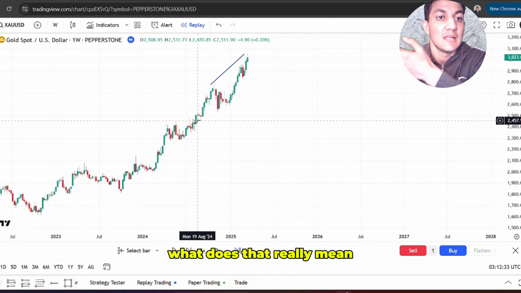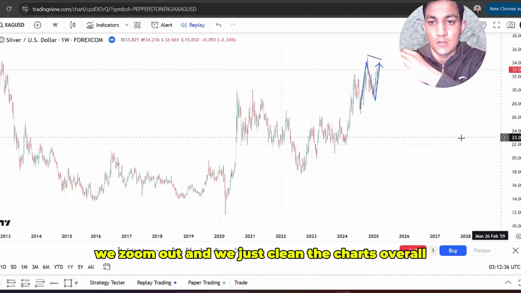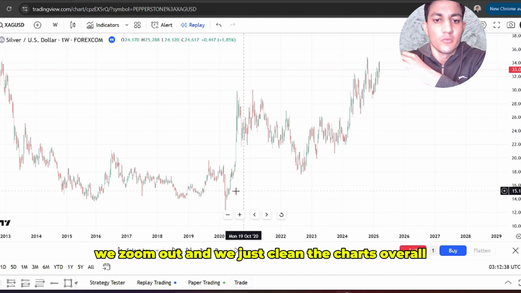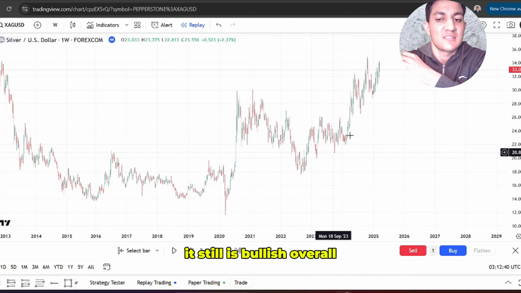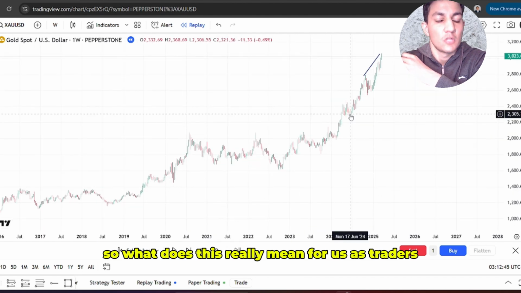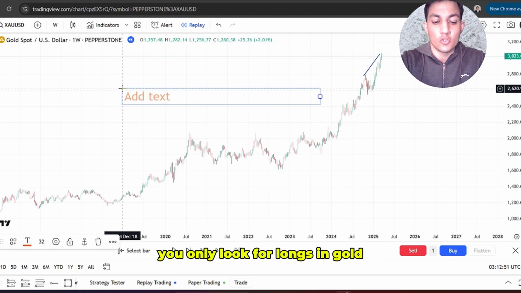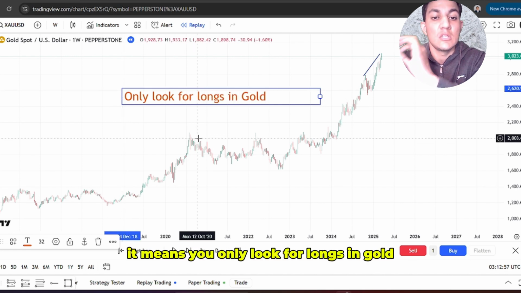What does that really mean? It means that overall, when we zoom out and clean these charts, gold still is bullish, but gold is by far the strongest. So what does this really mean for us as traders? This is the golden nugget here, so make sure you write this down: you only look for longs in gold. That's what it means.